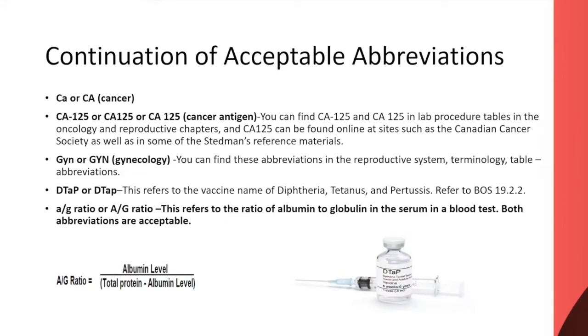And the A/G ratio, now you can make the AG either capped or lowercase. This refers to the ratio of albumin to globulin in the serum in a blood test. So both abbreviations are acceptable for that.